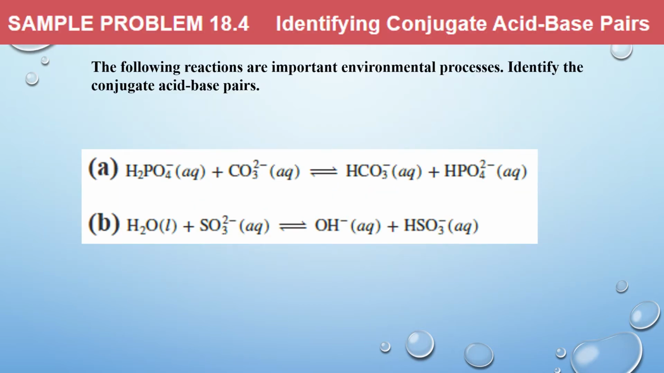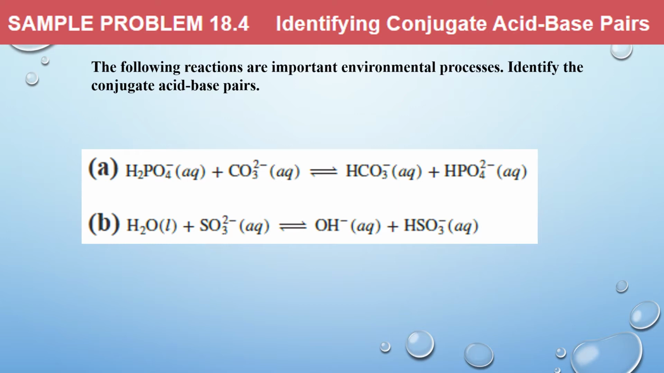Now let's work on an example problem to help us practice identifying the conjugate acid-base pairs. So we have 2 chemical equations, or 2 acid-base reactions. Now you can pause the video and try to see whether you can do this independently.